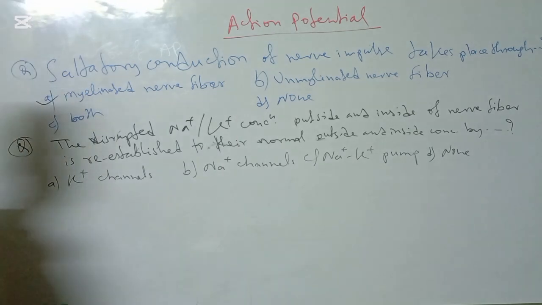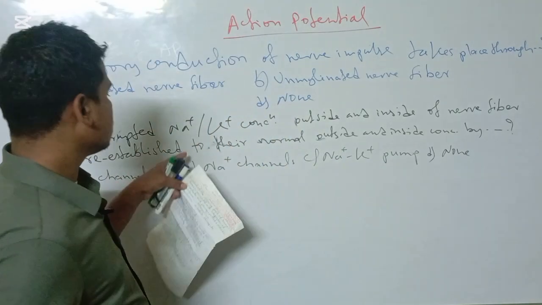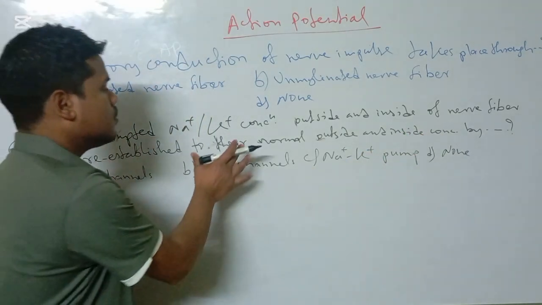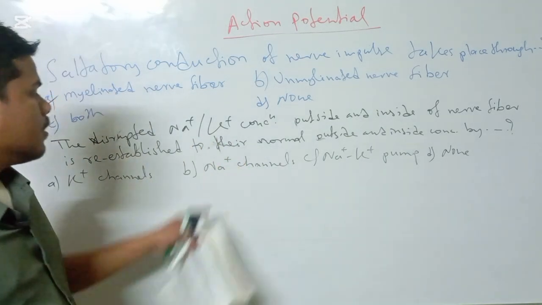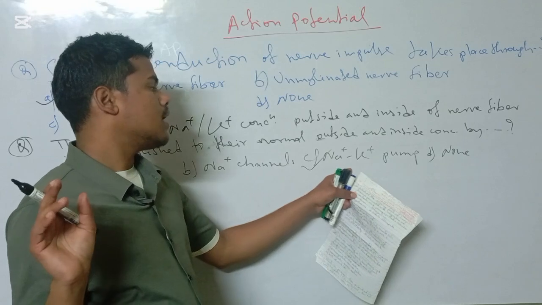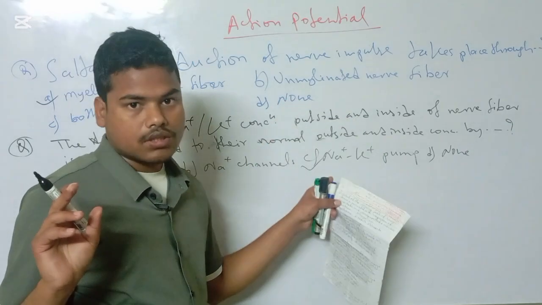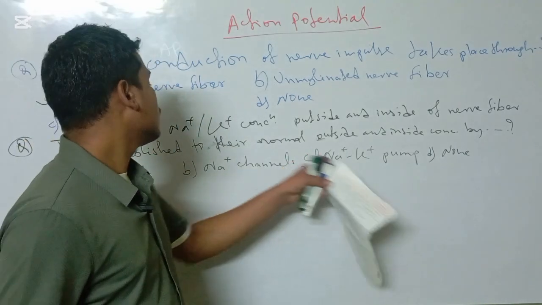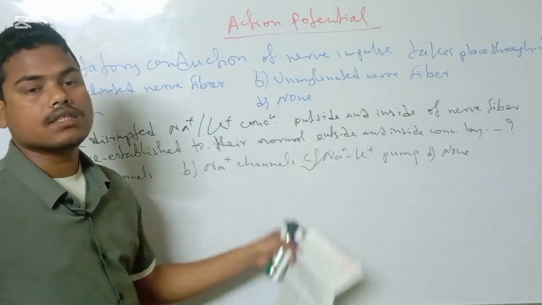So remember, read the question carefully. The disrupted sodium potassium concentration outside and inside of nerve fiber is re-established to their normal outside and inside concentration by which pump? I have talked in detail in the part 1 action potential video and resting membrane potential that it is the feature of the sodium potassium pump. The sodium potassium pump also contributes to some extent in establishing the resting membrane potential, but it has far more contribution to re-establish the disrupted sodium potassium ion concentration outside and inside the nerve fiber.